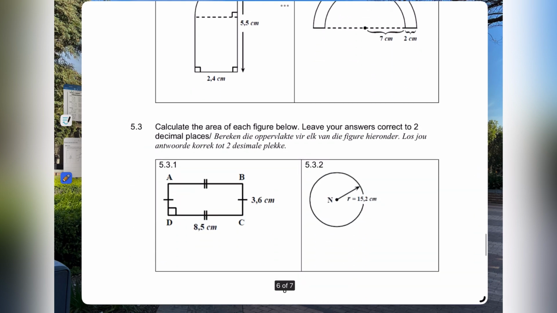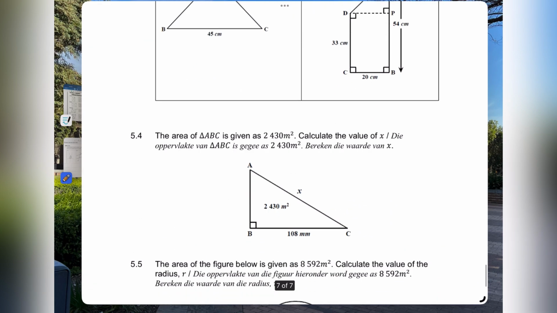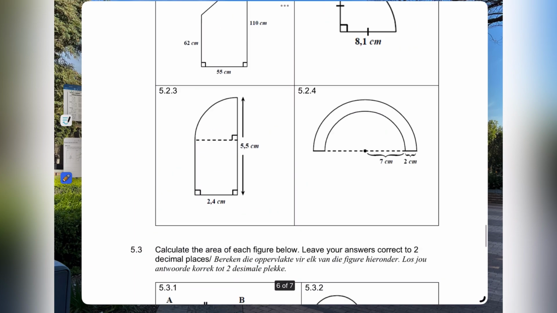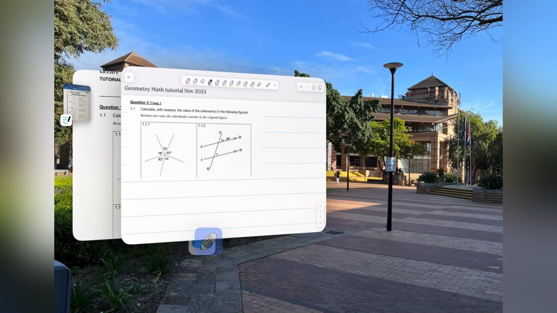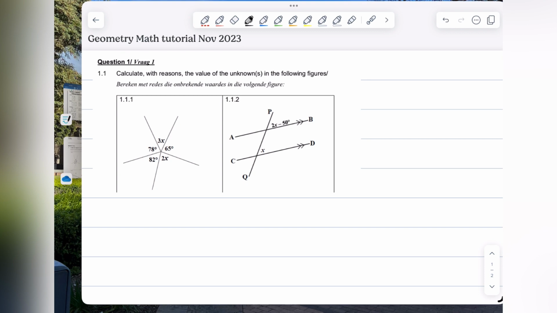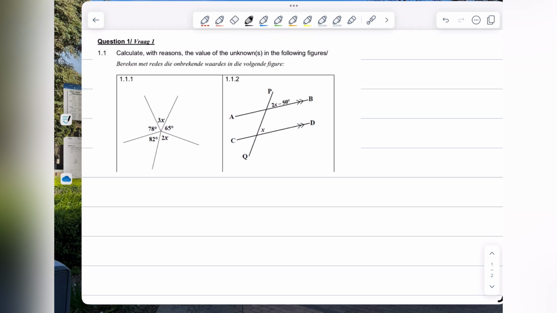The area and perimeter questions are quite, I have to say, quite challenging. So yeah, can't wait to get to that, but we will start with question 1 and we will get immediately into what that is and how to solve or approach these types of problems. So question 1, vraag 1, calculate with reasons the value of the unknowns, if there's more than one, in the following figures. Bereken met redes die onbrekende waardes in die volgende figure.